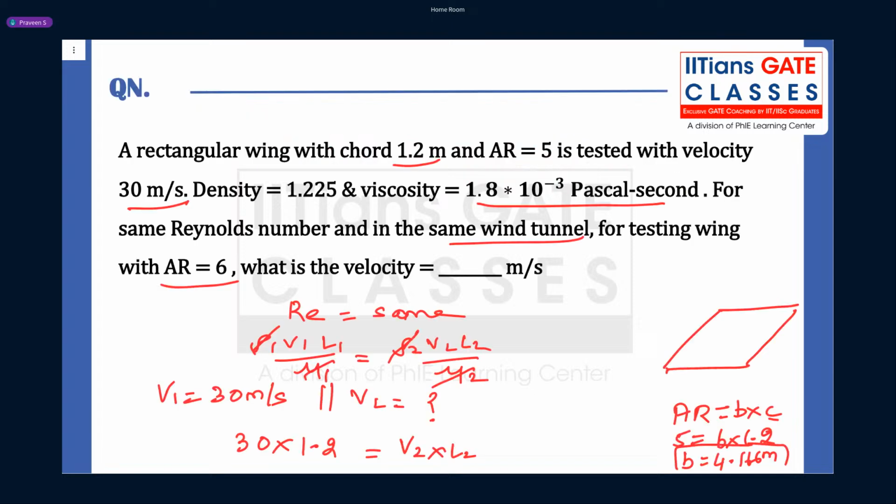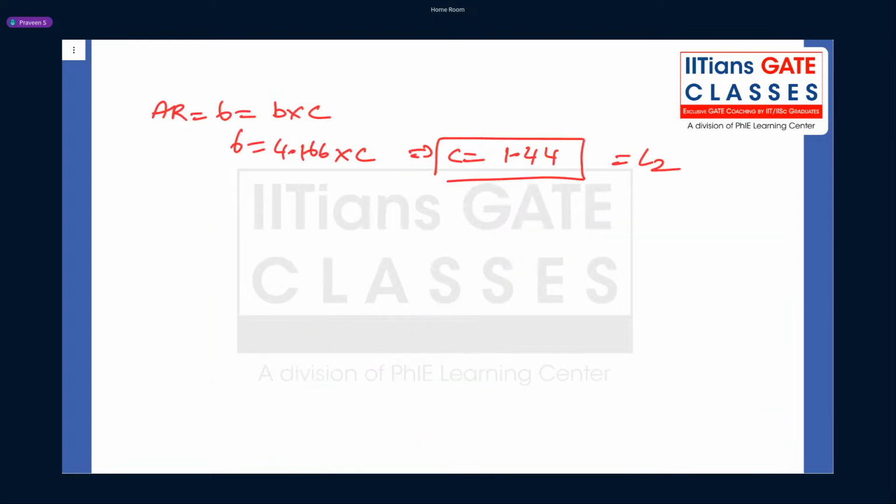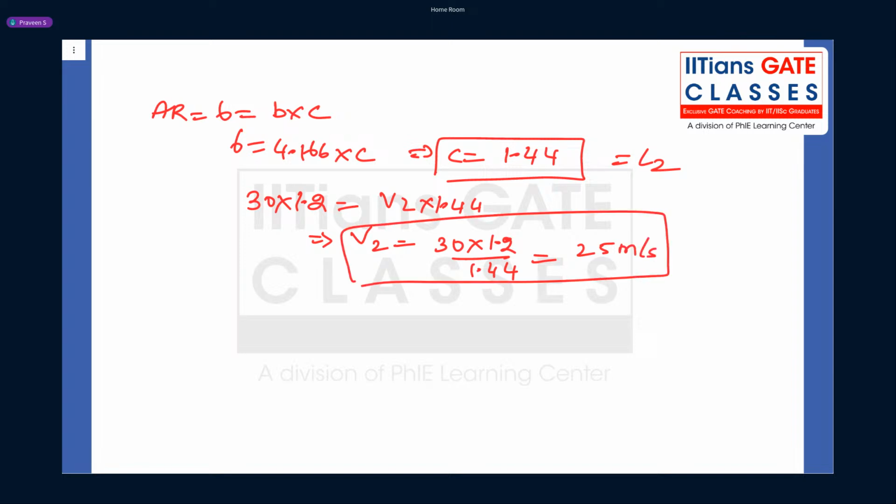Now if I substitute the data into this, I'll have 30 into 1.2 is equal to V2 times 1.44. So from here I can get V2 as 30 into 1.2 divided by 1.44, and that turns out to be 25 meters per second. Okay. Hope that is clear to everyone. So moving on to the next question.